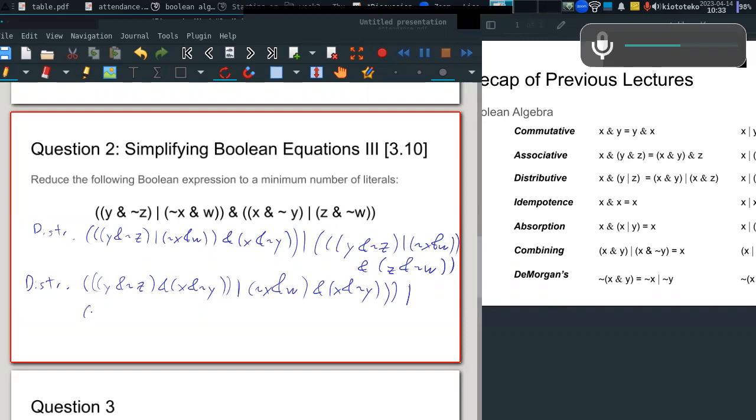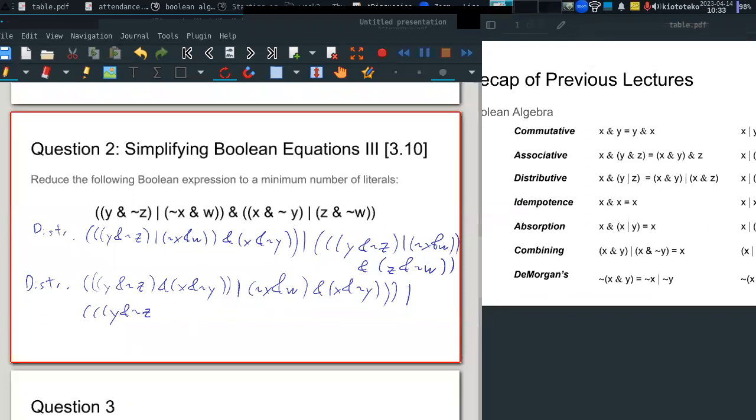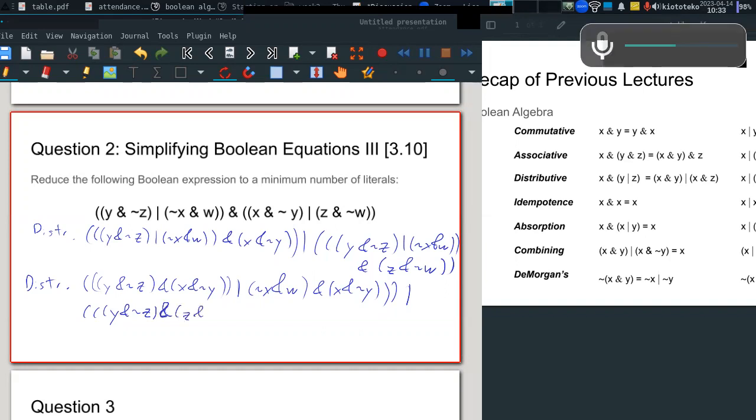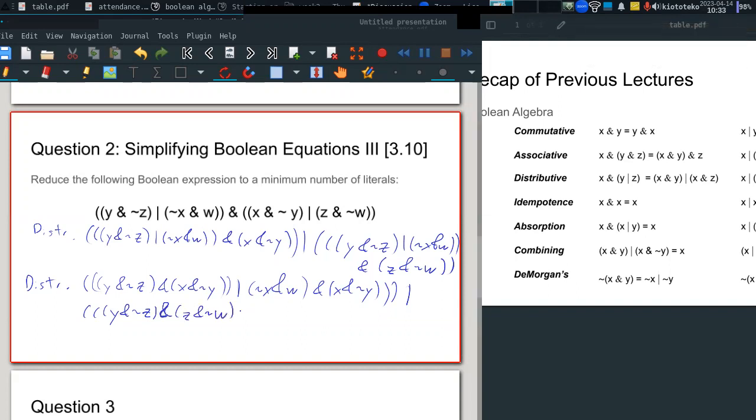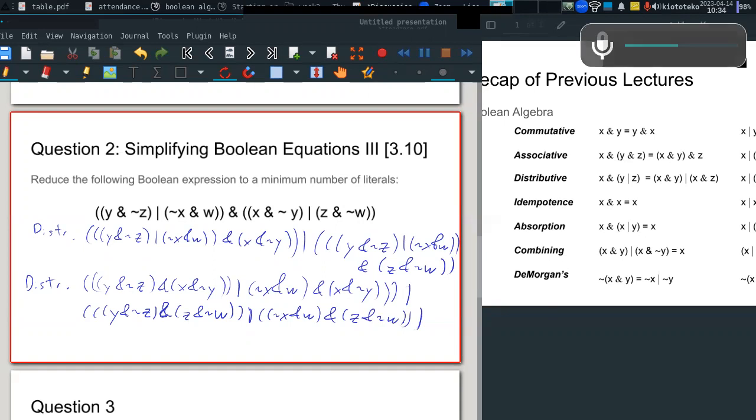Which would be y and not z, and z and w. Or x and w, and z and not w. Okay, now we have this giant expression.